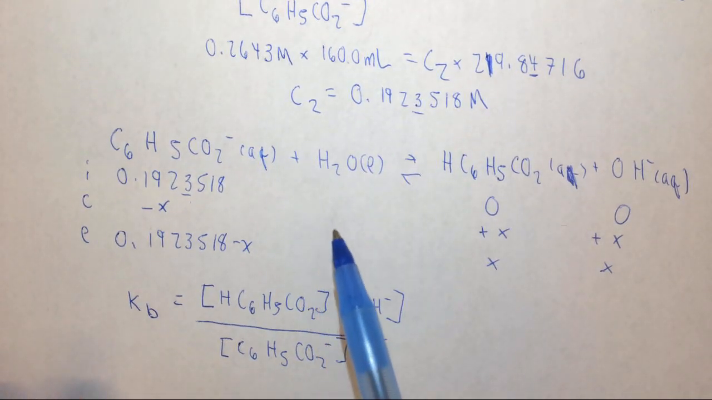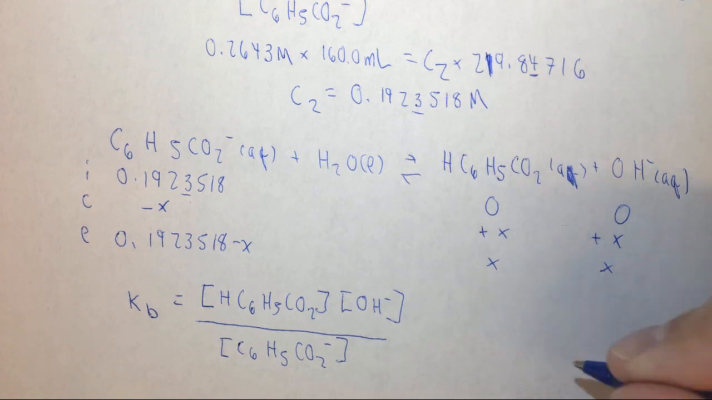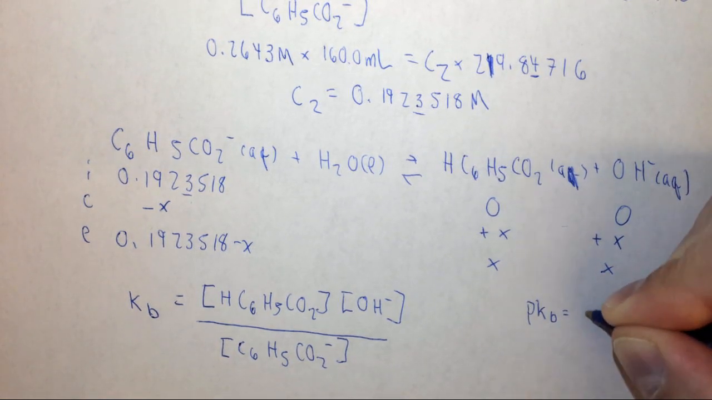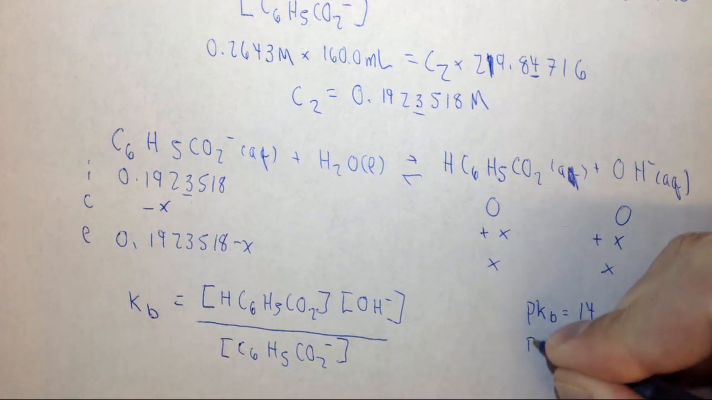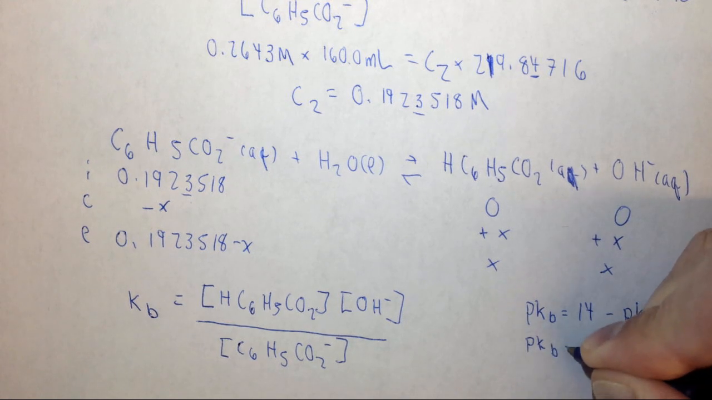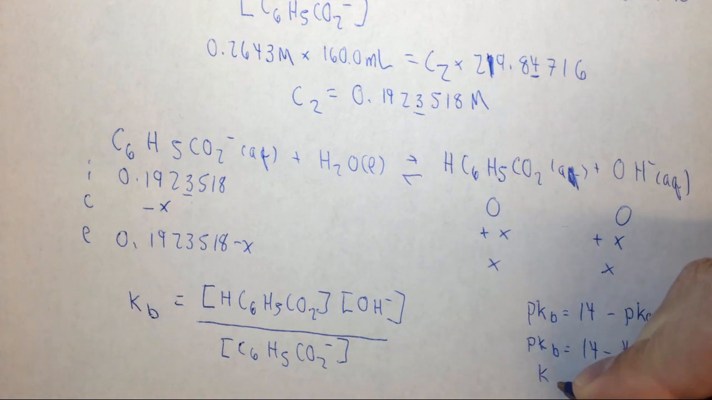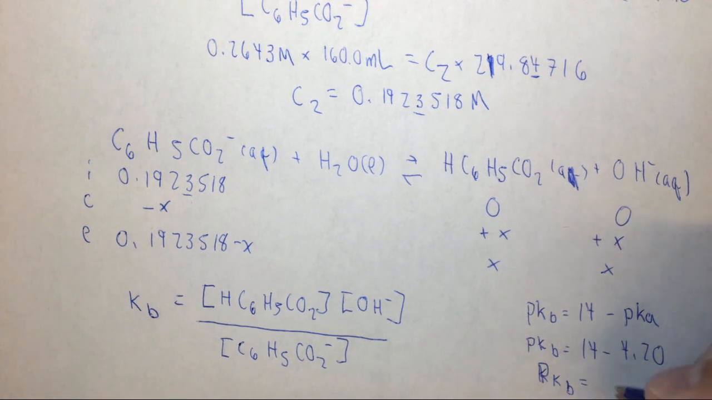Now we're not given the pKb, we're given the pKa. And in order to find that, the first thing we want to do is take that the pKb equals 14 minus the pKa. So the pKb equals 14 minus 4.20, and the pKb equals 9.80.